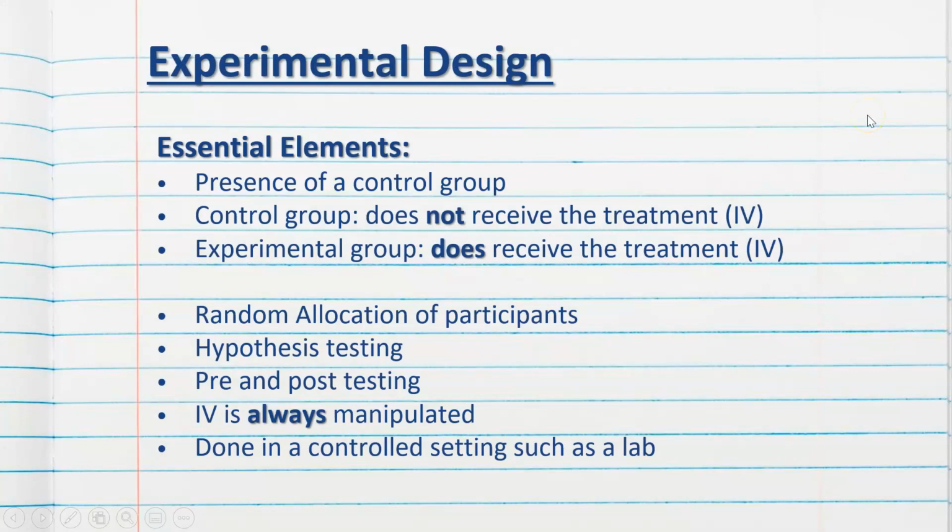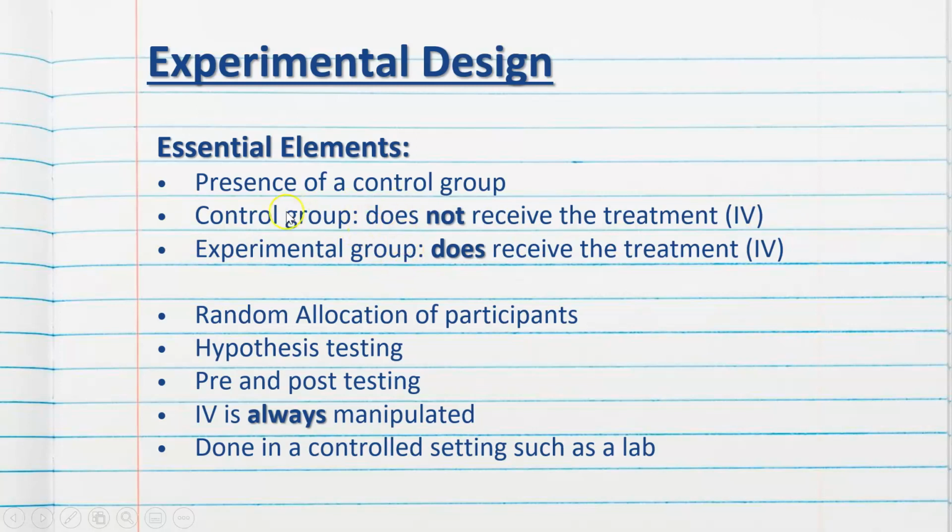We're going to start with experimental design. So this is the one that is the most controlled. And like I said to you all in class, the one that you are probably already used to, having done other sciences at school. So the essential elements of an experimental design: there's always the presence of a control group. The control group does not receive the treatment, or in other words, does not receive the independent variable, whereas the experimental group does receive the treatment or the independent variable. So the control group gives us a means for comparison to see whether the IV actually had an effect or not. So the control group is very, very important.